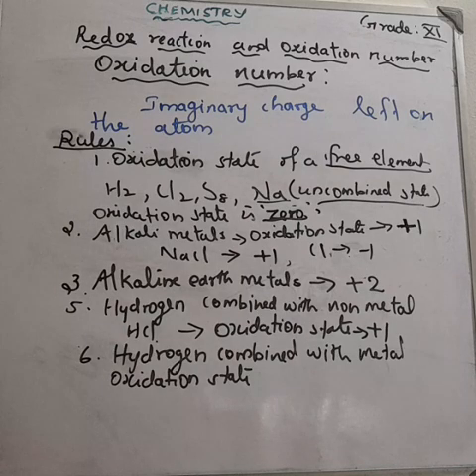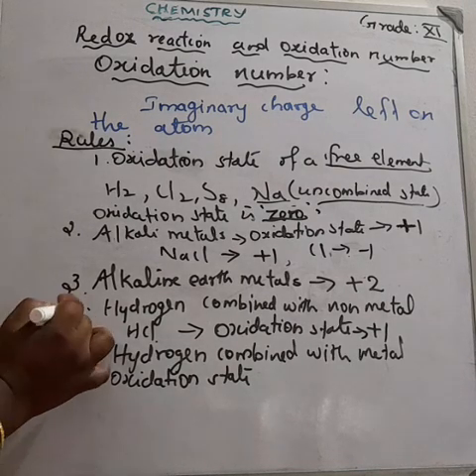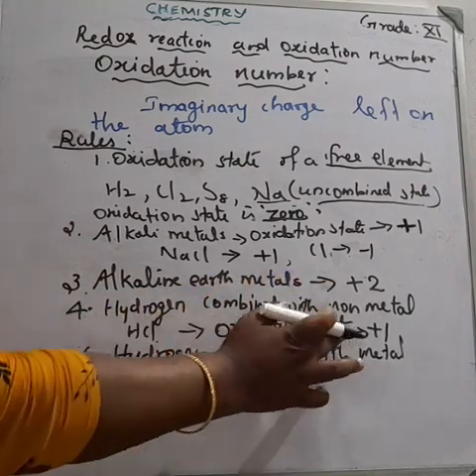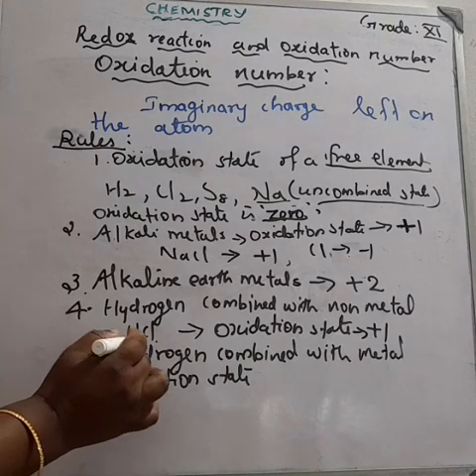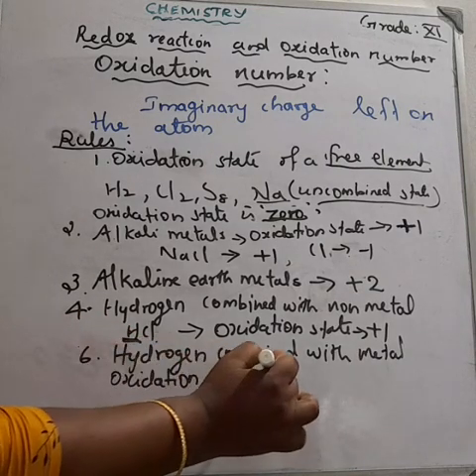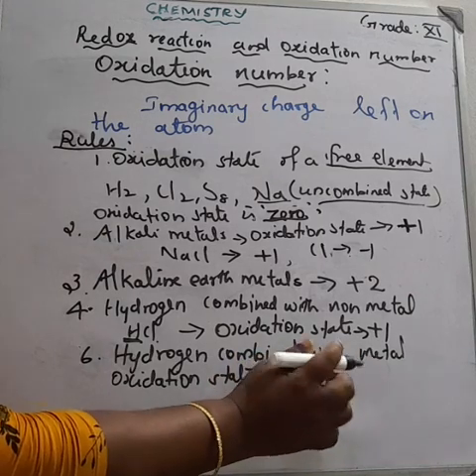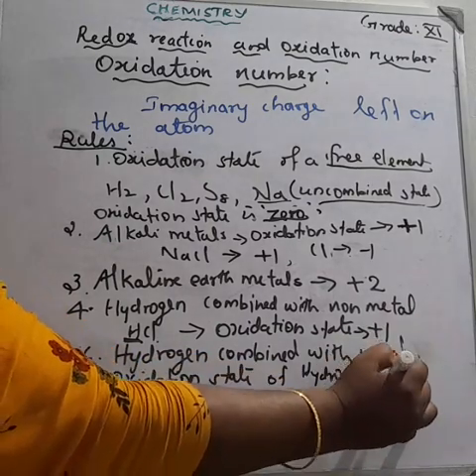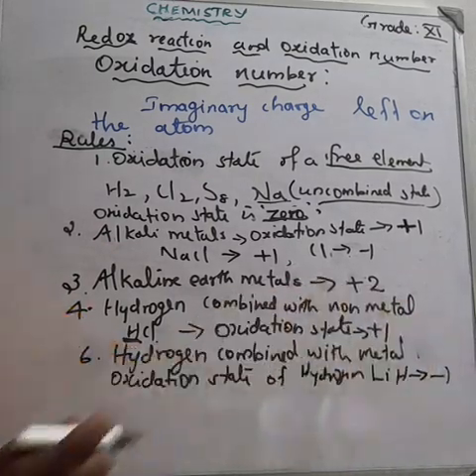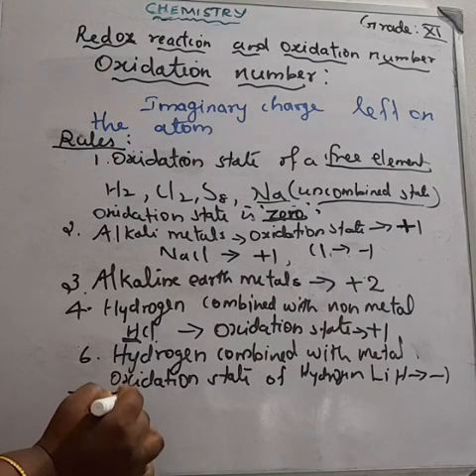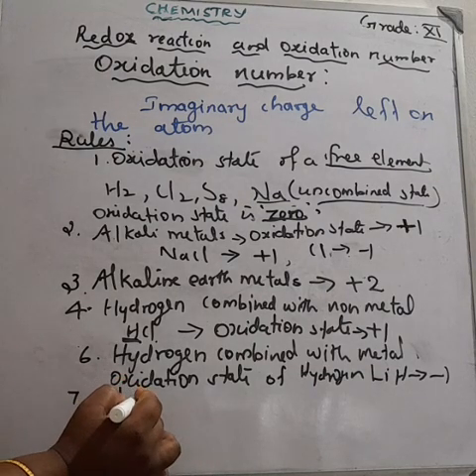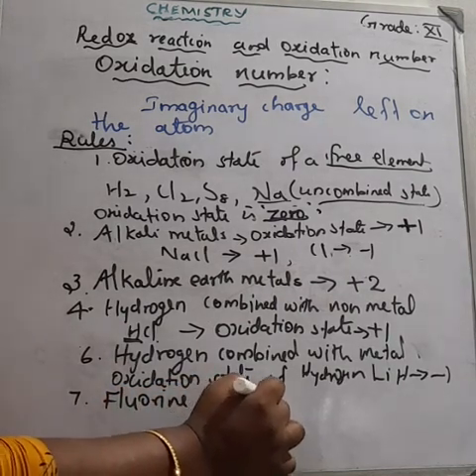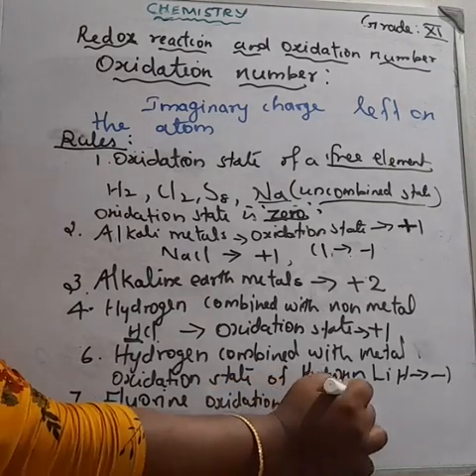Okay. And fourth point, the hydrogen. Hydrogen is a non-metal. When hydrogen is combined with a non-metal, the oxidation state of hydrogen is +1. Suppose hydrogen is combined with the metals, for example, lithium hydride, LiH. Here what is the oxidation state of hydrogen? -1. Understand? And next point, the fluorine. Fluorine has an oxidation state of -1 in all its compounds.